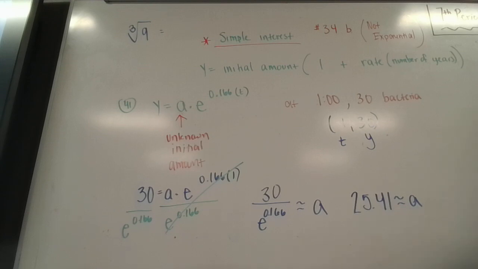So anyway, the point was this is growing continuously, 16% growth over time. So 30 divided by e to the 0.166 gives us A. We just found our initial amount, 25.41. So now our new equation, with our A value plugged in, is 25.41 times Euler's e to the 0.166 times t.